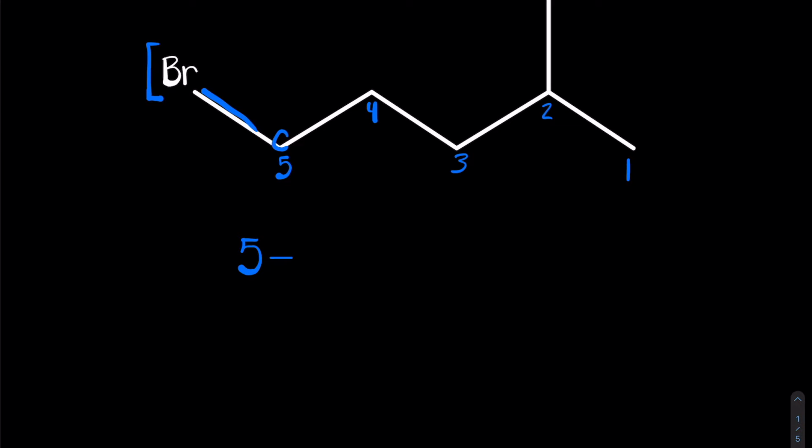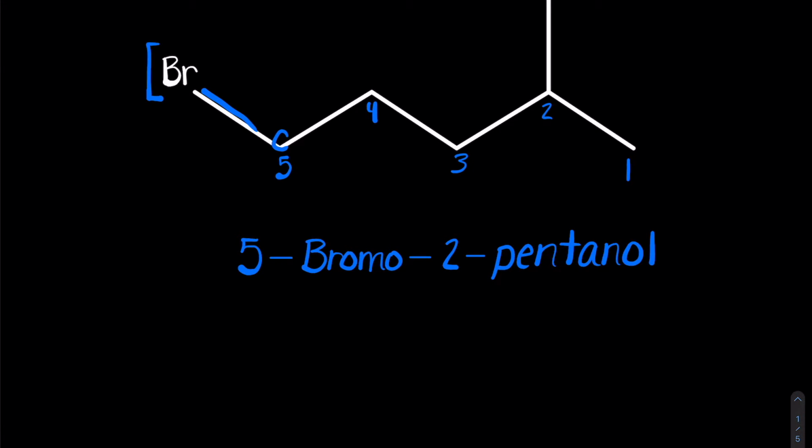because bromine gets alphabetical priority. 5-bromo, 2. I forgot to mention this earlier. Alcohols get the ending -ol. Pentanol. Instead of -ane, it is -ol.